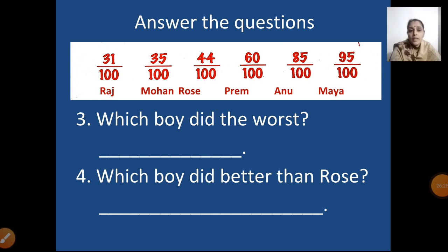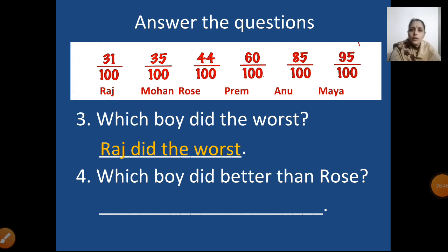Which boy did the worst? That means which boy got the least marks? Raj, Mohan or Prem? Raj has got the least marks. So Raj did the worst.